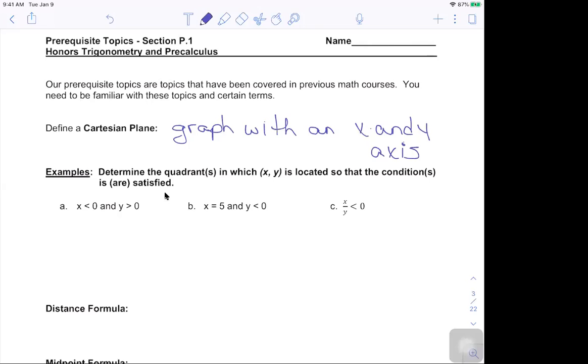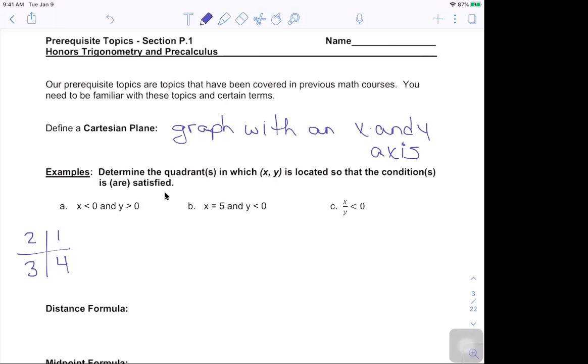So in the examples below, there are 3 examples here where you're asked to determine the quadrant in which the point would be located. So remember, the Cartesian plane has 4 quadrants. Remember, they go counterclockwise. So essentially, you have to think about what restrictions you are given, and where that would then place the ordered pair, the x and y value.